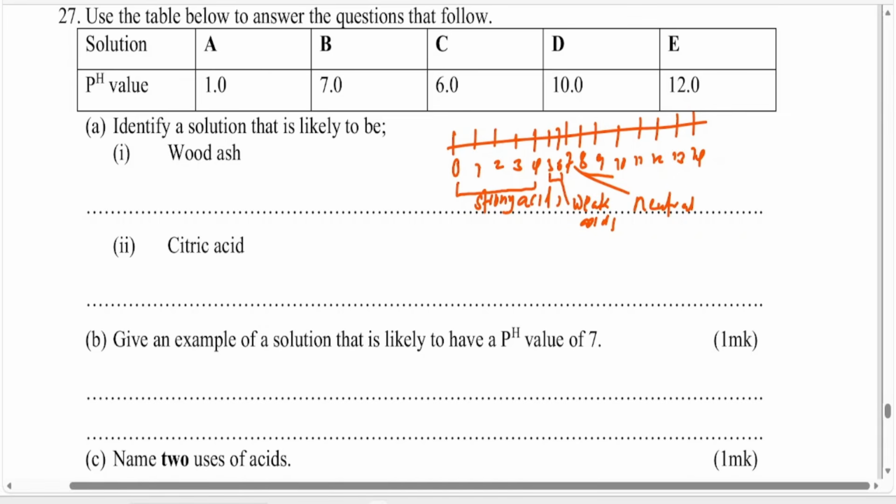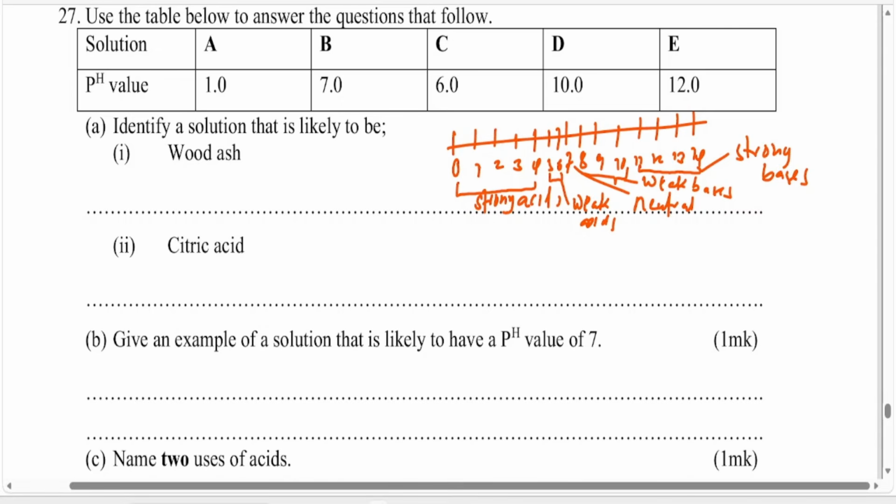Then 8 to 10, those are weak bases. Then we have 11 to 14, those are strong bases. So that is the pH scale. And we know examples of these different groups of acids and bases. Identify a solution that is likely to be wood ash. Wood ash is a base and it's always a weak base.